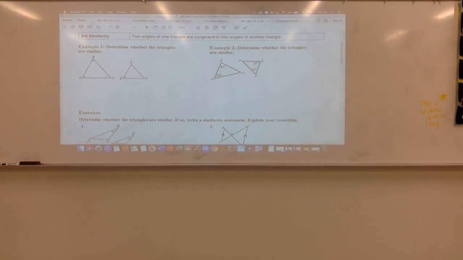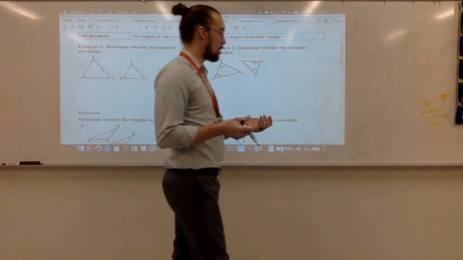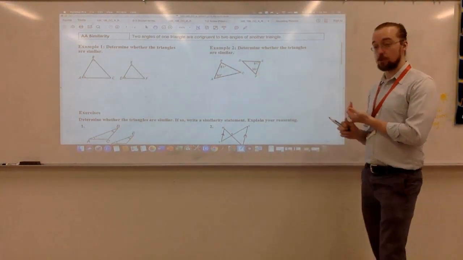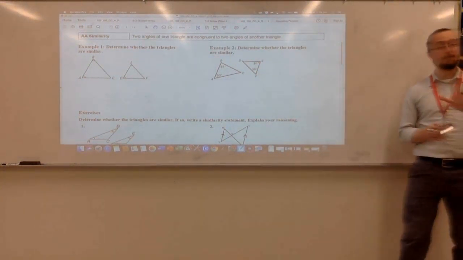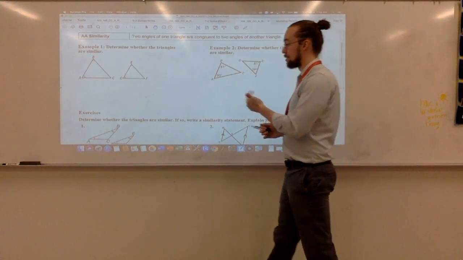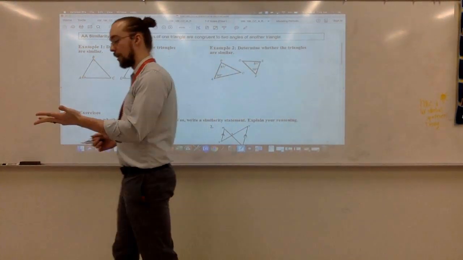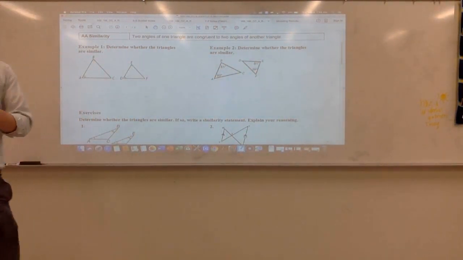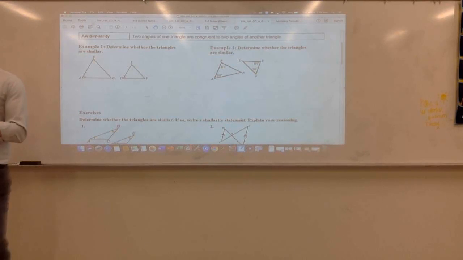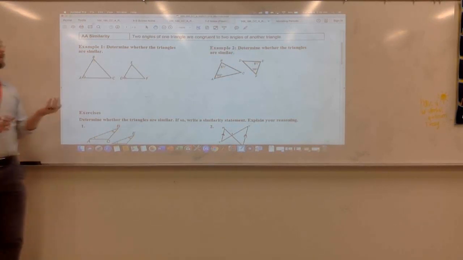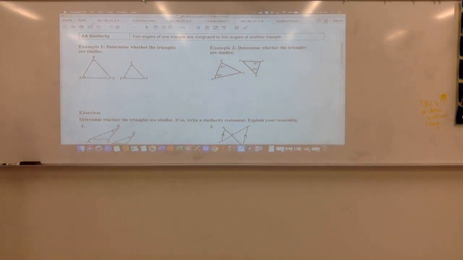Just like when we talked about proving triangles congruent, we had 5 ways: side-side-side, side-angle-side, angle-side-angle, angle-angle-side, and hypotenuse-leg. There are also ways to prove that triangles are similar. There's actually only 3 ways to prove triangles are similar, and we're just going to look at one of them today. This one is called angle-angle similarity.